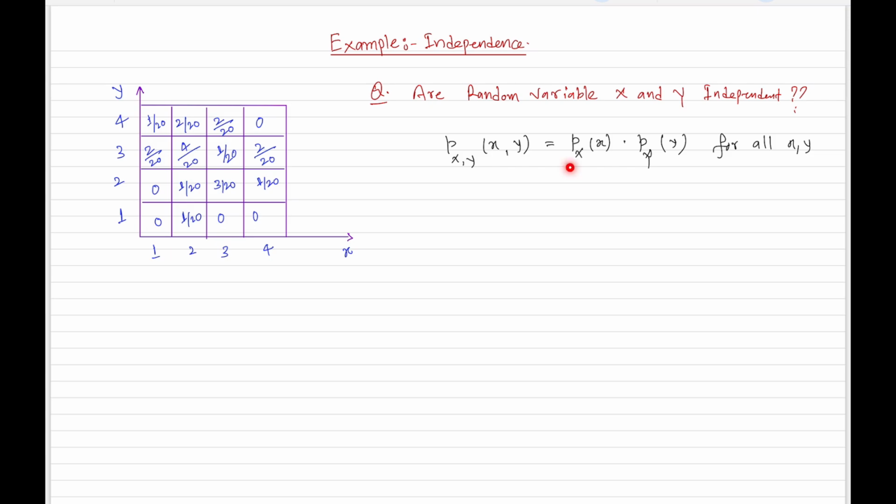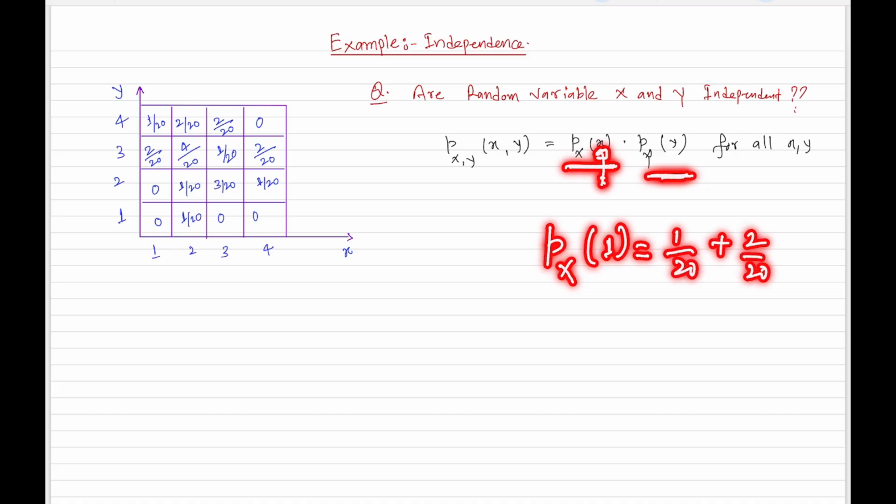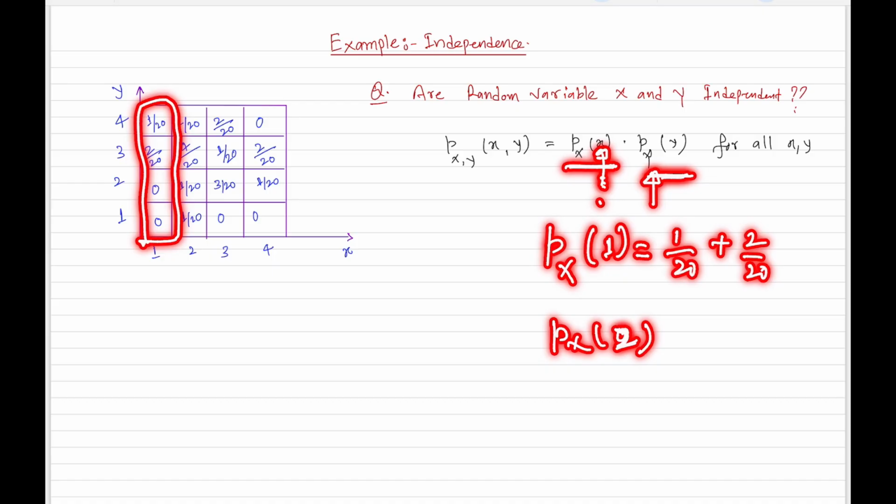What you will have to do is find this marginal PMF and this marginal PMF. How can you find them? Depending on whatever value X takes, we will have different marginal PMFs, right? The probability that random variable X takes the value 1 will be equal to 1 divided by 20 plus 2 divided by 20. So we are talking about this column, right? And you will have to find this marginal PMF for all the cases.